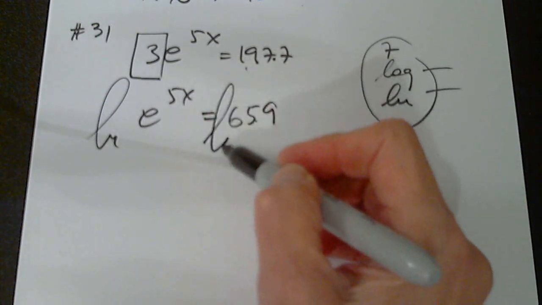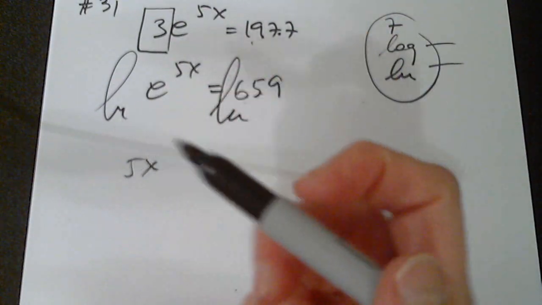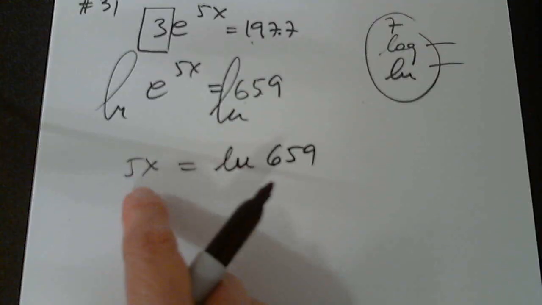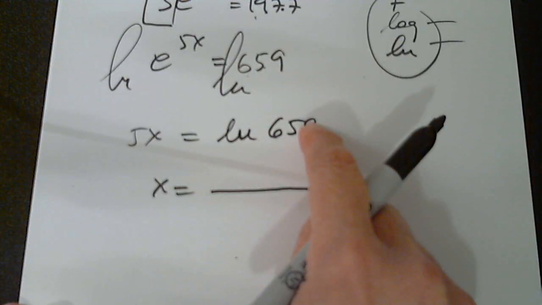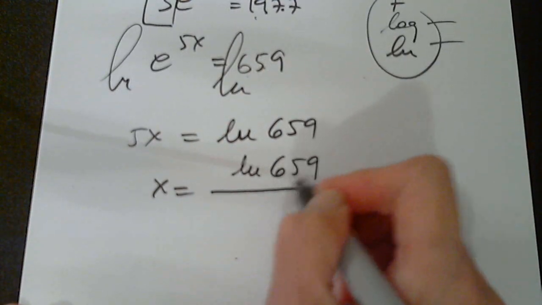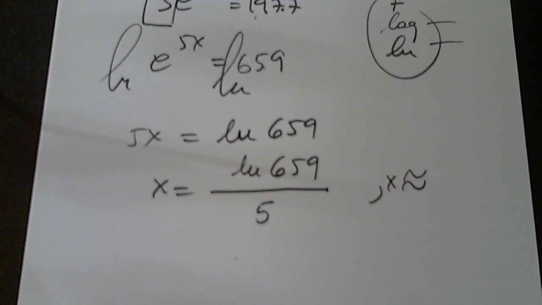I will apply natural log to both sides. I will bring 5x in front. I will disregard natural log e because it's 1. And then I have natural log of 659, and now I divide both sides by 5. I don't divide here, I divide this number. Careful. Natural log of 659 divided by 5. And yes, I can approximate it, and I can check.